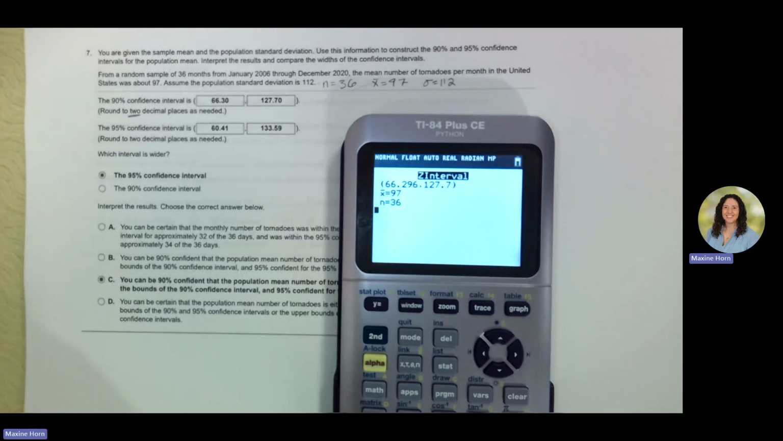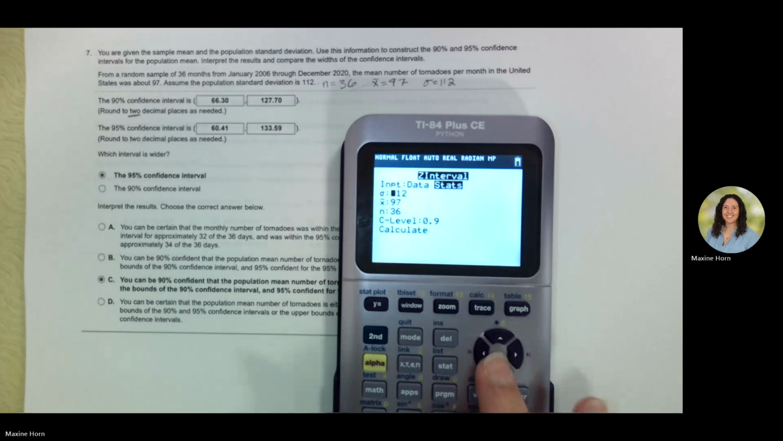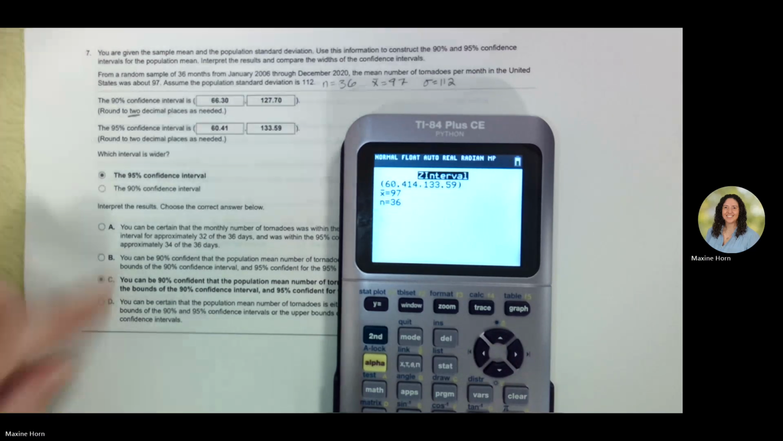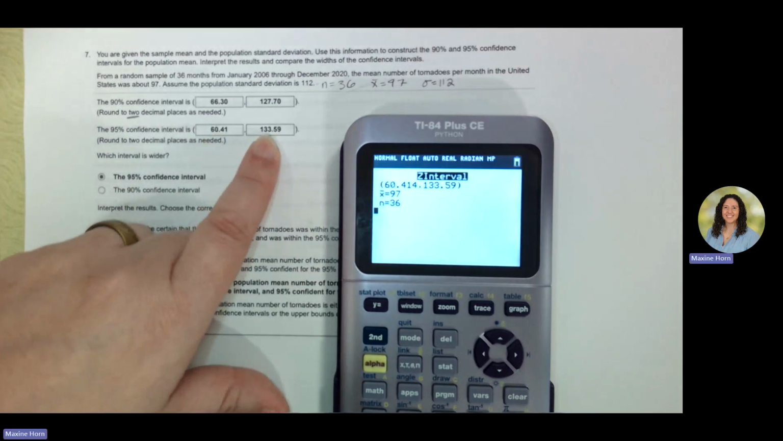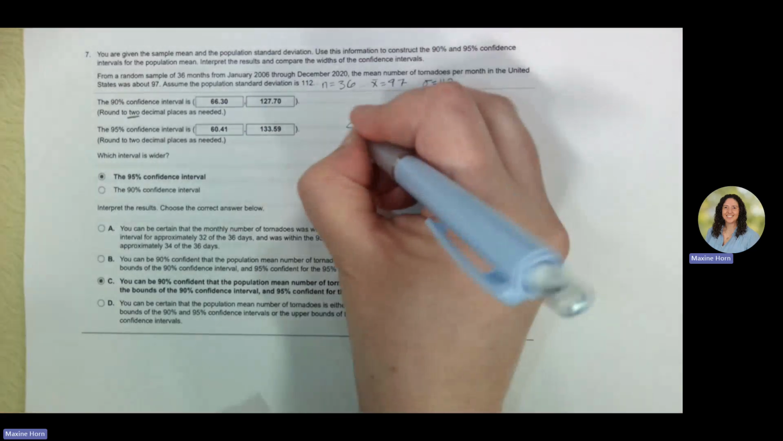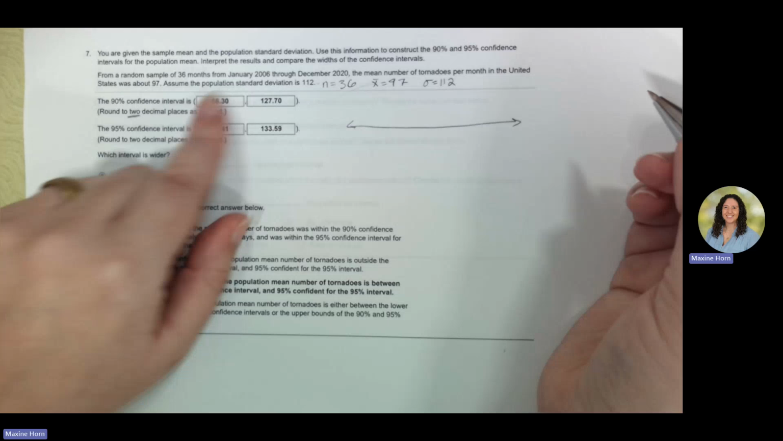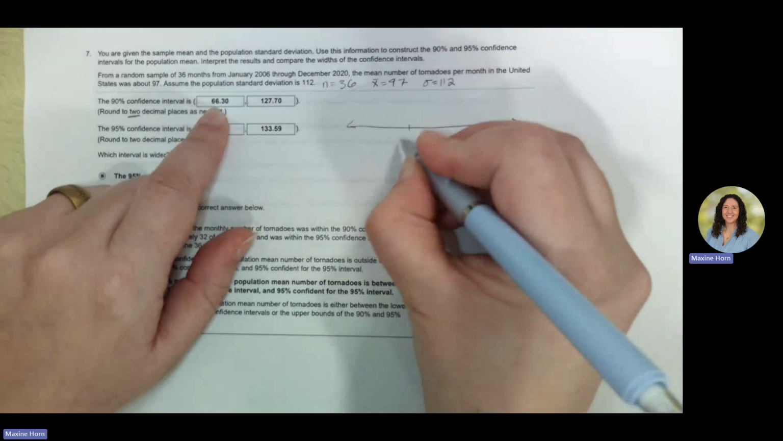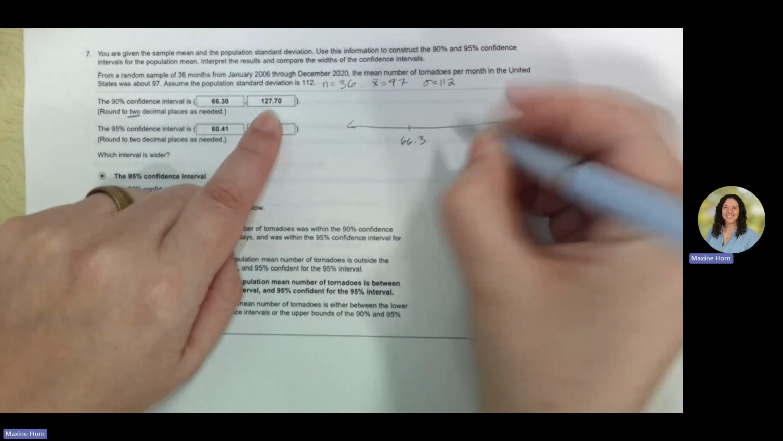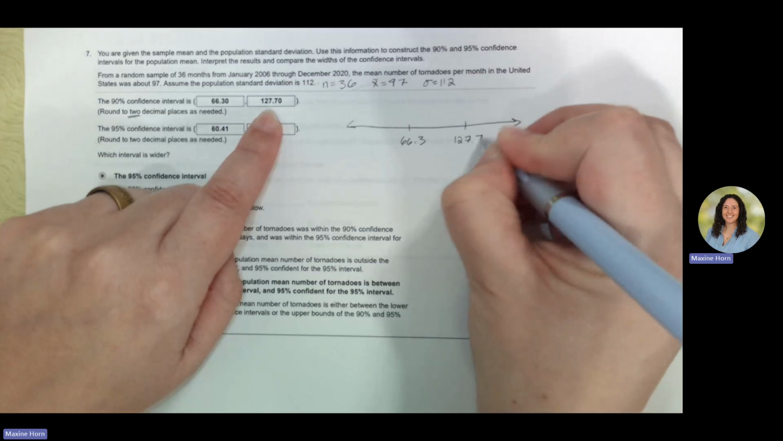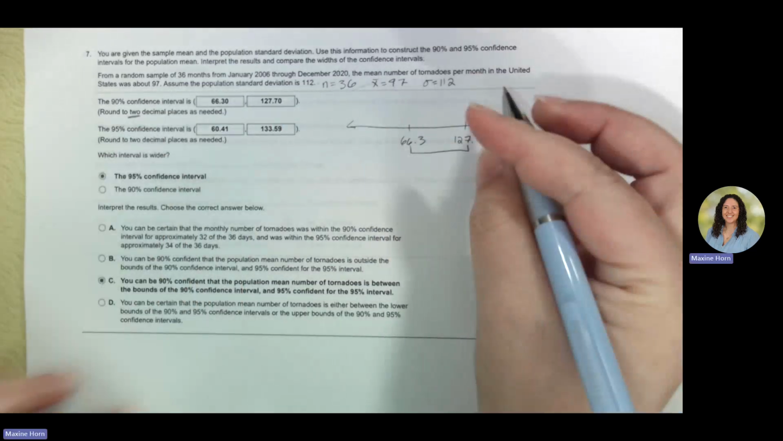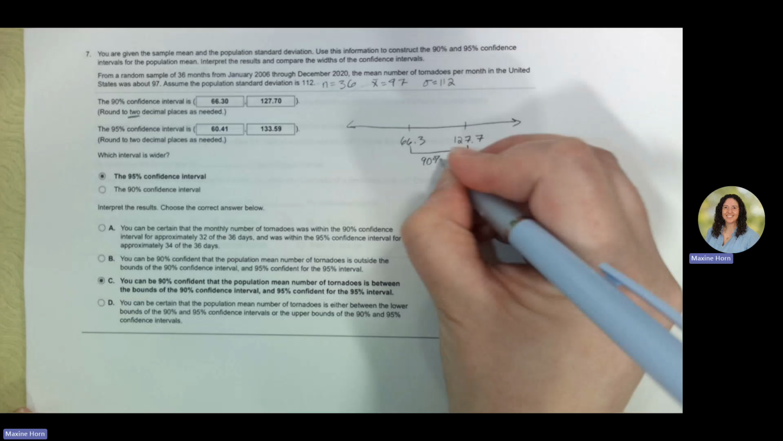Now we're going to do the same thing, but with a 95% confidence level. Okay, so we've got our numbers here. So again, which interval is wider? If you're having trouble seeing which interval is wider, go ahead and plot all these numbers on a number line. So 66.3 to 127.7. This is our 90% confidence level.